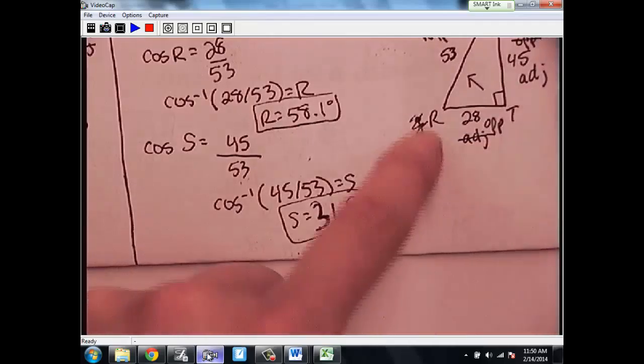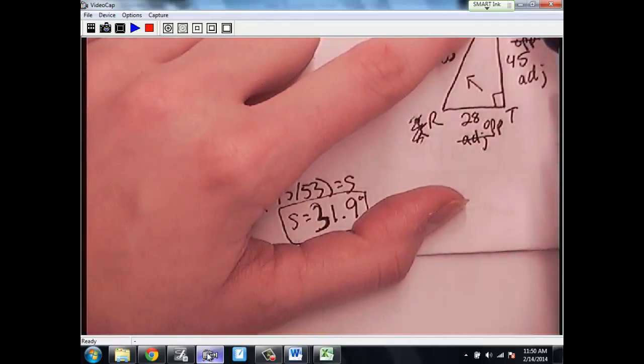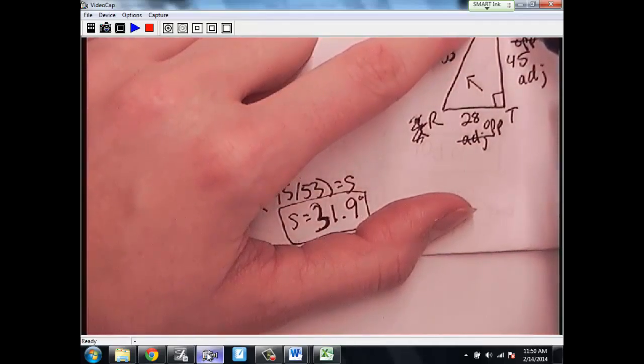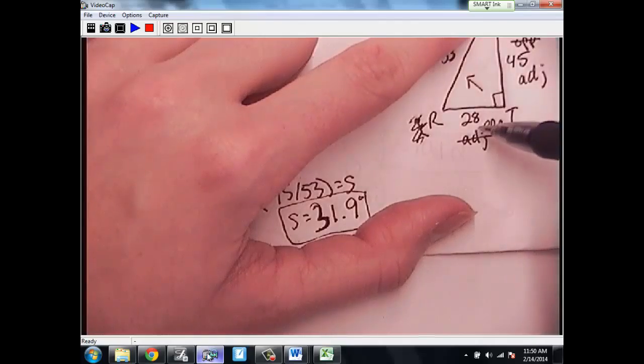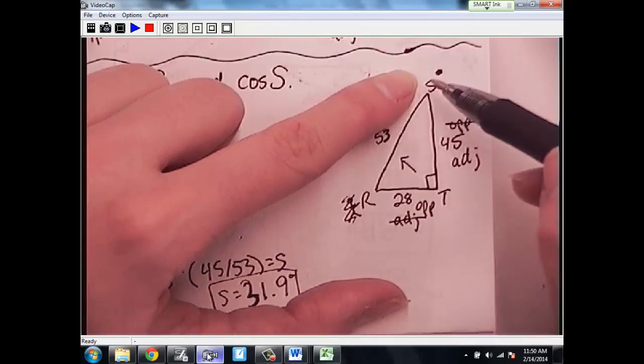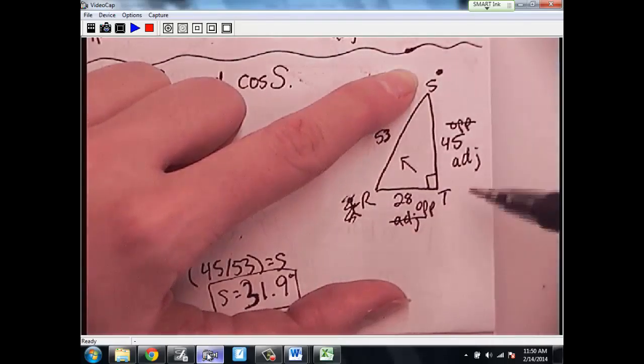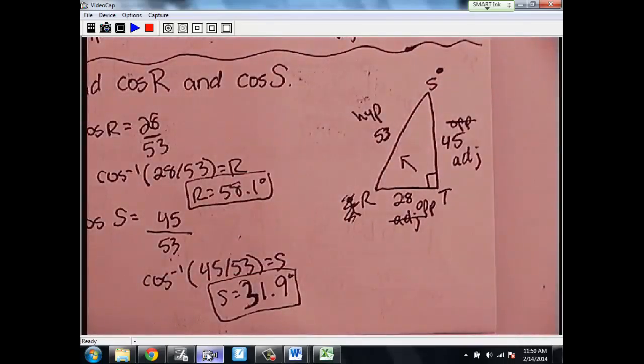If I did, let's go up here. If I did tangent of S, think about this a second. Tangent of S is opposite over adjacent. Let me set this up. I'm just going to make a note. Tangent of S is opposite over adjacent, correct? How do we find S?